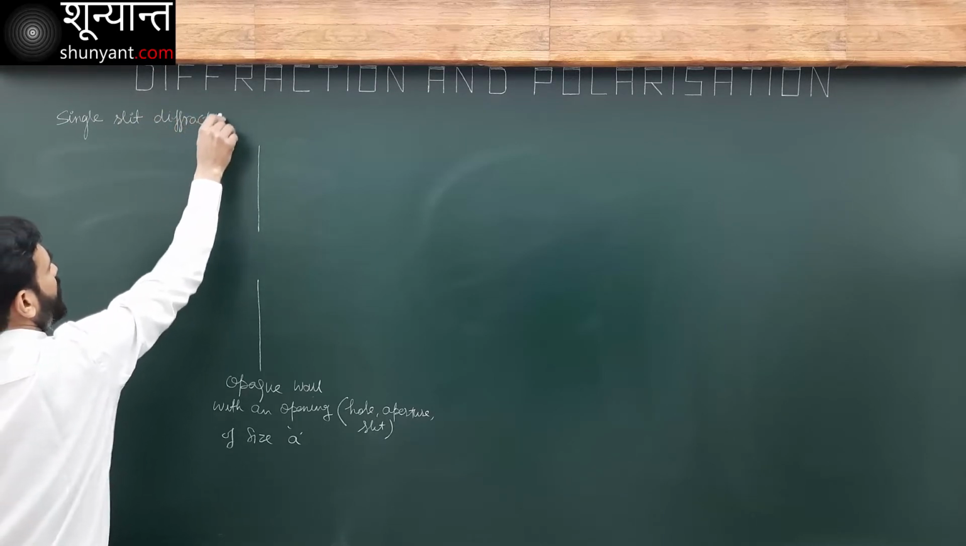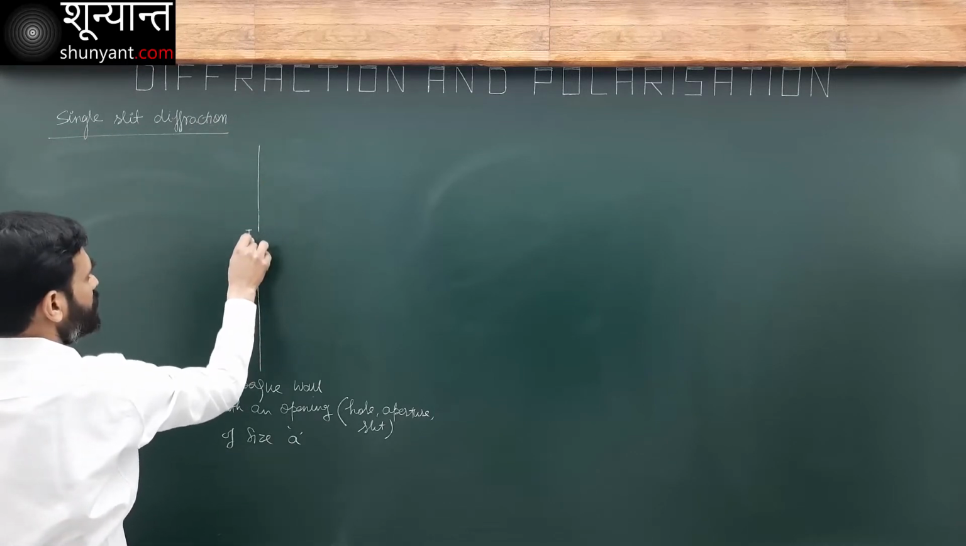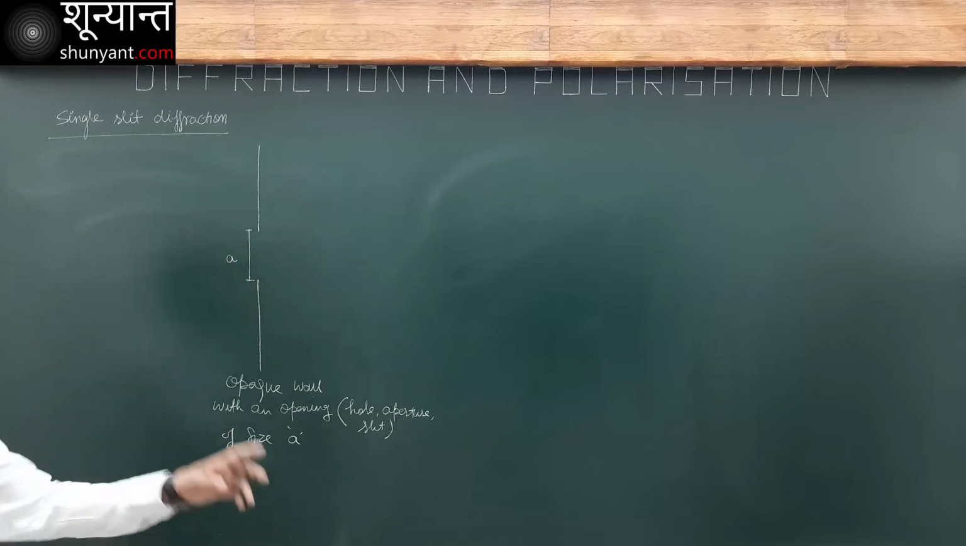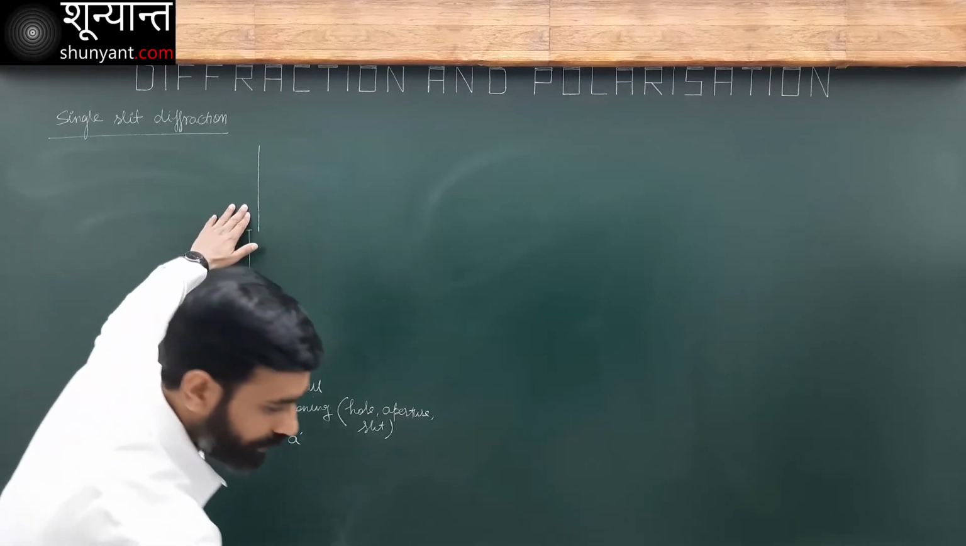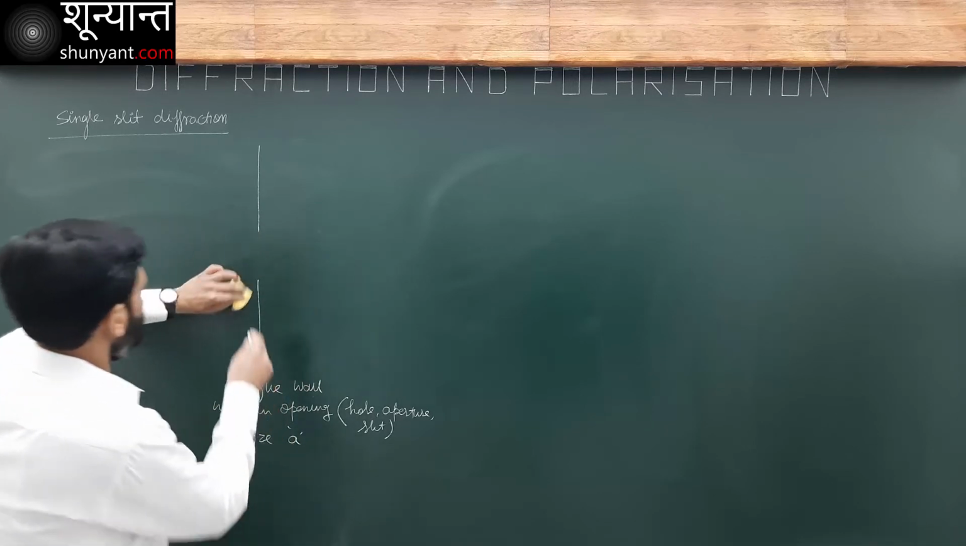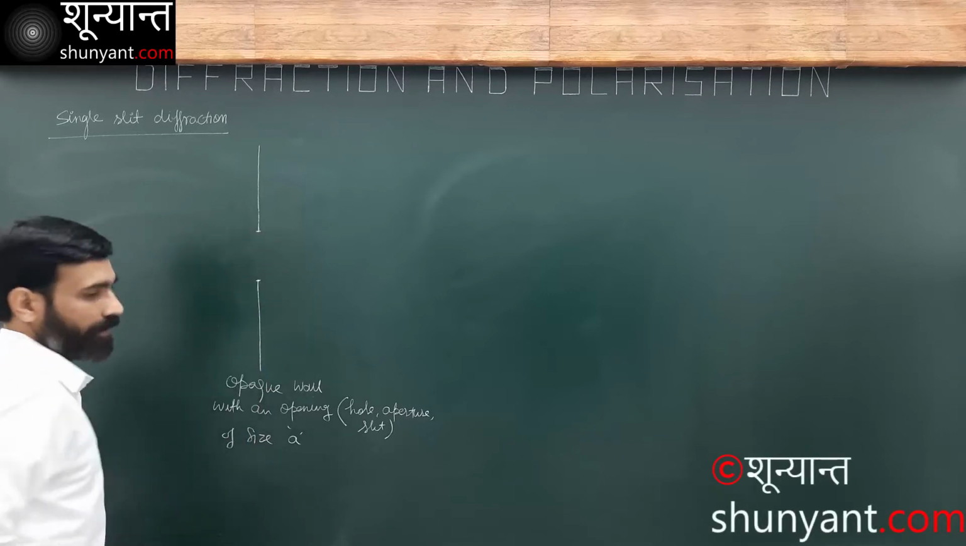Single slit diffraction. Now, this size is a. This size here is equal to a. I will write it later on. Let me just keep some space here. So this is my opening here. From here to here, this is the opening.